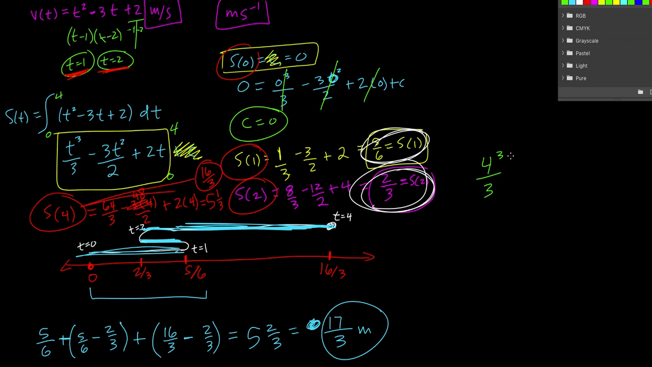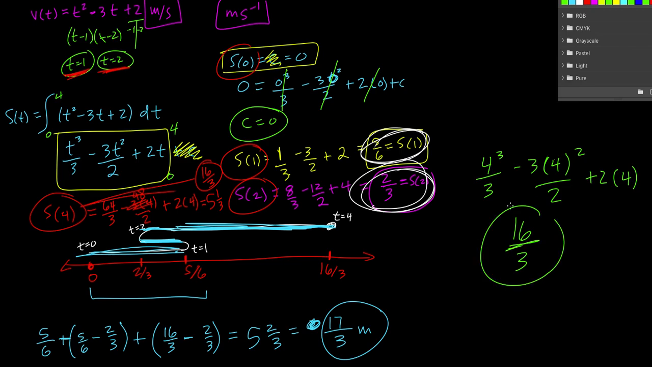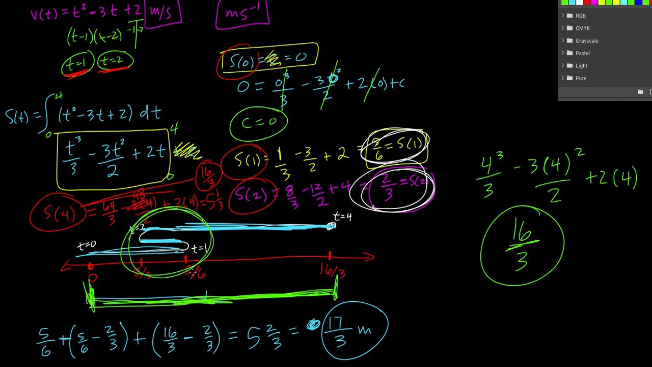Let's see. So we do that, minus 3, 4, plus 2, 4, and if we do this, we'll simplify it. We'll get the same thing we got right here, which is 16 thirds. And so that represents the total displacement, or how much it would be if we kind of looked at the beginning and the end, but we didn't look at the stuff in between.